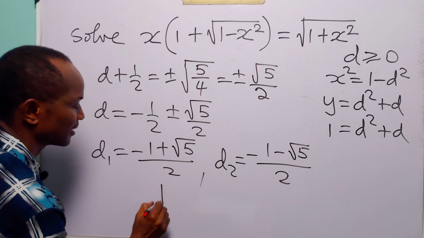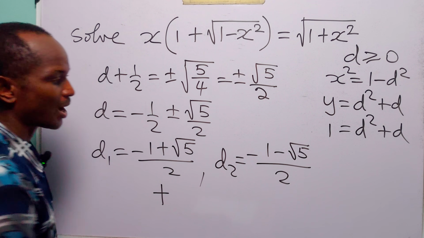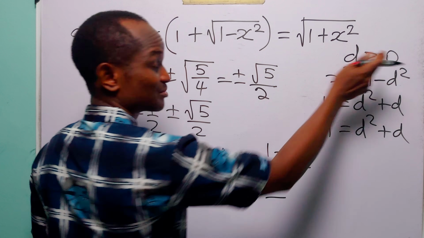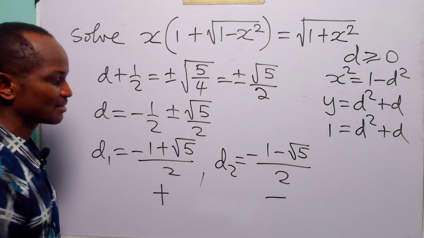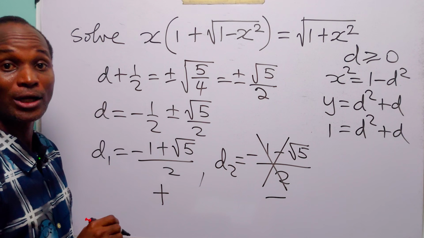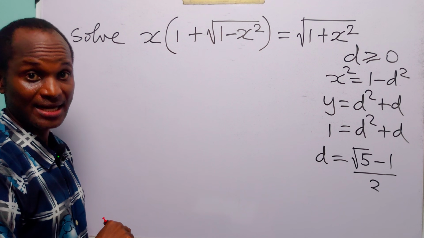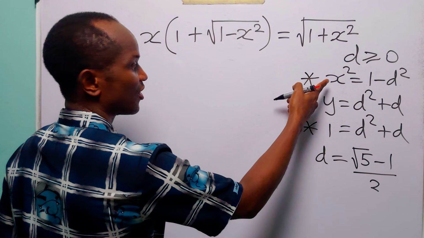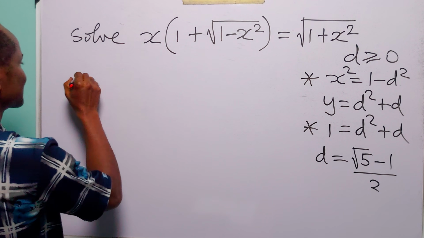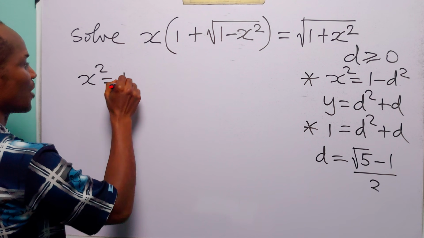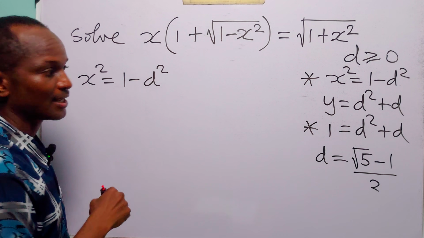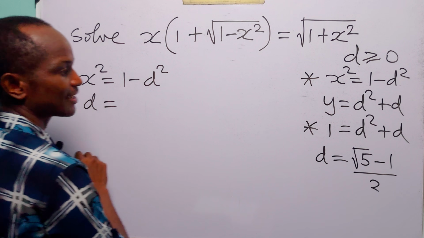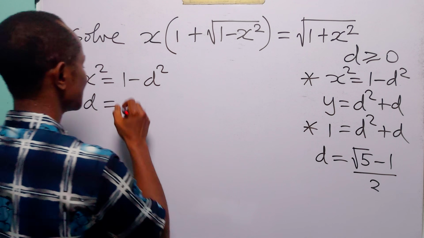Now, you know that this value of d is positive, while this value of d is negative. And we have that d must be a positive number. So that simply means that this value of d is unacceptable. And finally, to find the value of x, let us go back to these two equations. From the substitution equation, we have that x squared is equal to 1 minus d squared. And from this equation, we have that d is equal to 1 minus d squared.